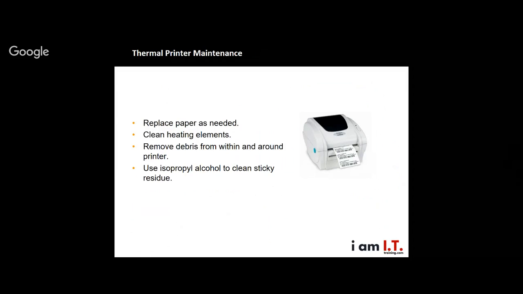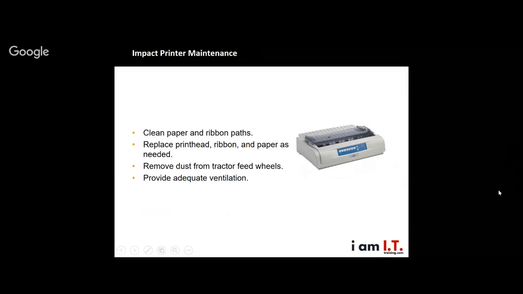Now, thermal printers and most of our other printers going forward are pretty straightforward. You need to replace the paper whenever it runs out, and you need to clean whatever the element is that is providing the ink. So for thermal printers, we have a heating element. Remember that this is the type of paper that we use for receipts, and it transfers that image or text via heat. And you can actually use isopropyl alcohol to just clean off any residue from the print heads here. Pretty straightforward.